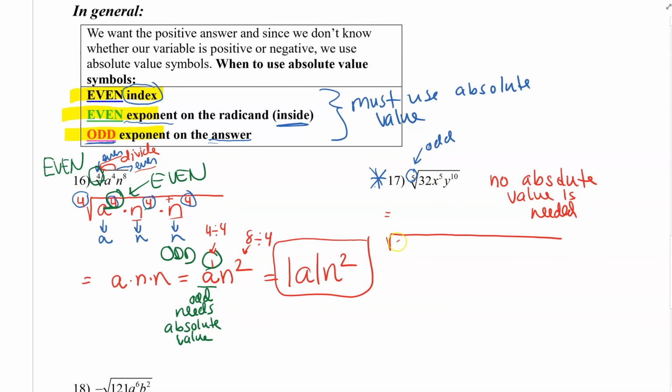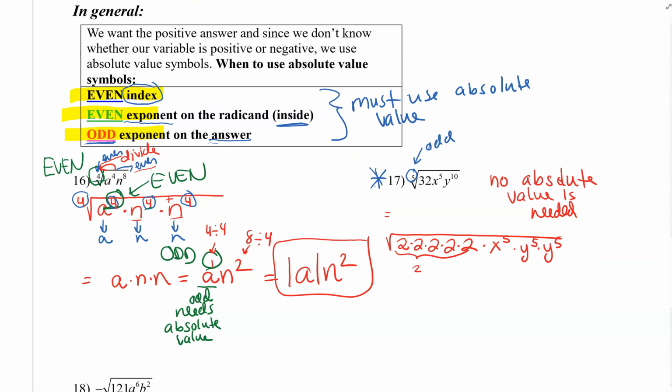So 32, we factored this one in the previous video, is basically composed of 5 factors of 2. 2 times 2 is 4, times 2 is 8, times 2 is 16, times 2 is 32. So it's a perfect fifth power. So then we have a fifth root of 2, and then x to the fifth is a perfect fifth power, and then I'm going to break y to the 10th into 2 groups, right?